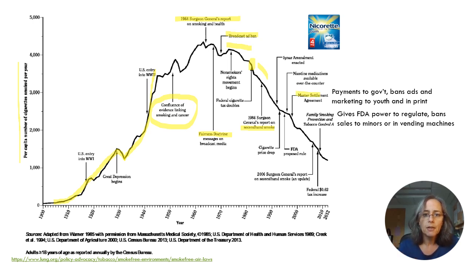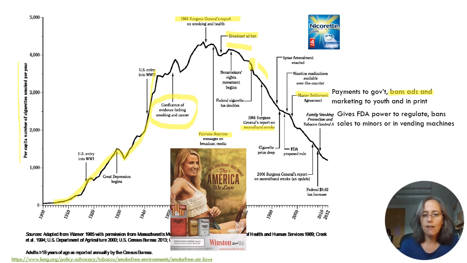Then there was a big agreement from a lawsuit that required the cigarette companies to basically pay money to the federal government, but it also banned ads in print. So magazines used to have all these ads for cigarettes, right? So they banned them from television, but magazines still had tons of ads for cigarettes. And so they banned those. And then this law was passed that gave the FDA power to regulate cigarettes.